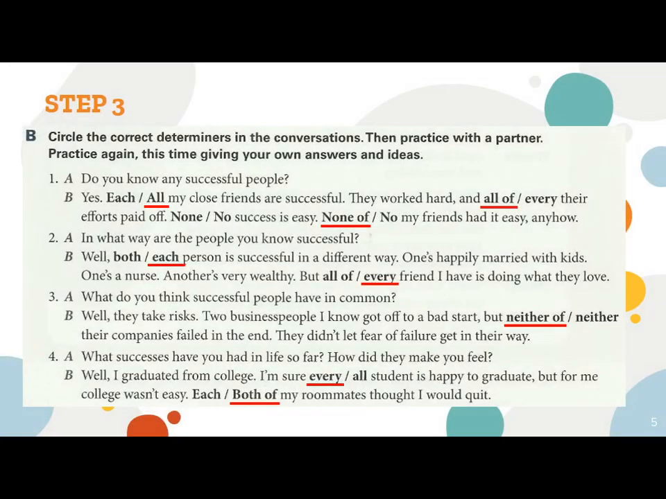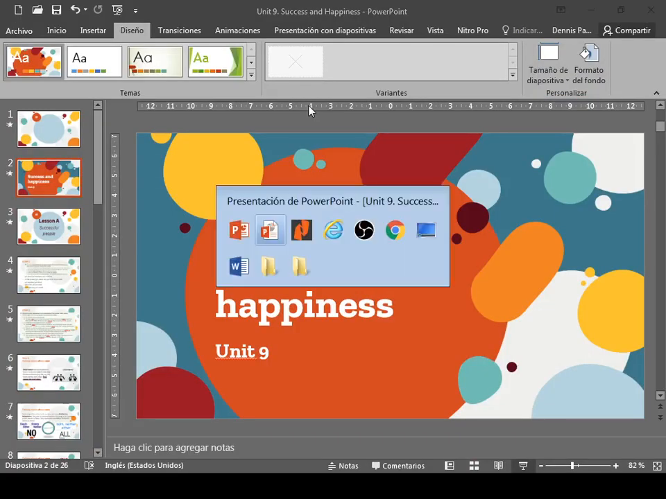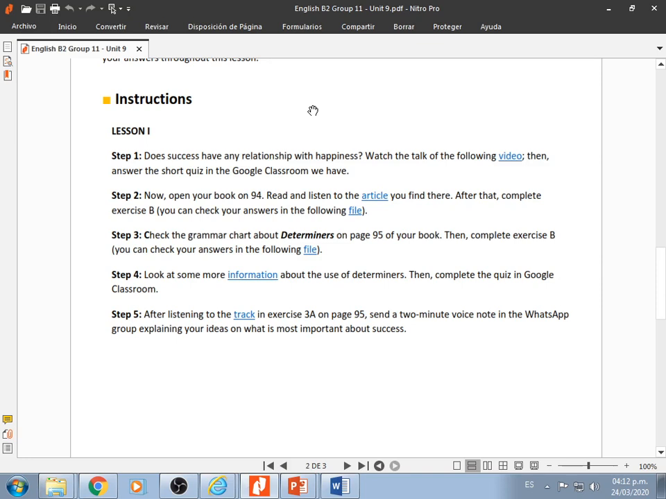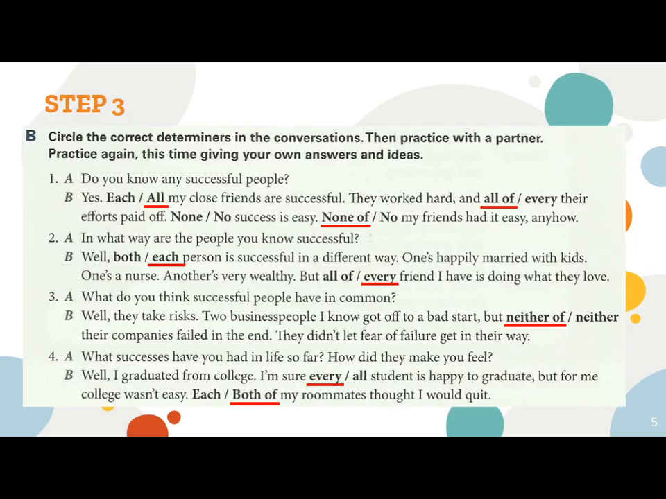Now in the case of step number 3, if you remember, where is the information? I lost it. Okay, now it's right here. It says check the grammar chart about determiners on page 95 of your books, and then you have to complete exercise B. So this is the information that you were supposed to complete, and the answers are already there.